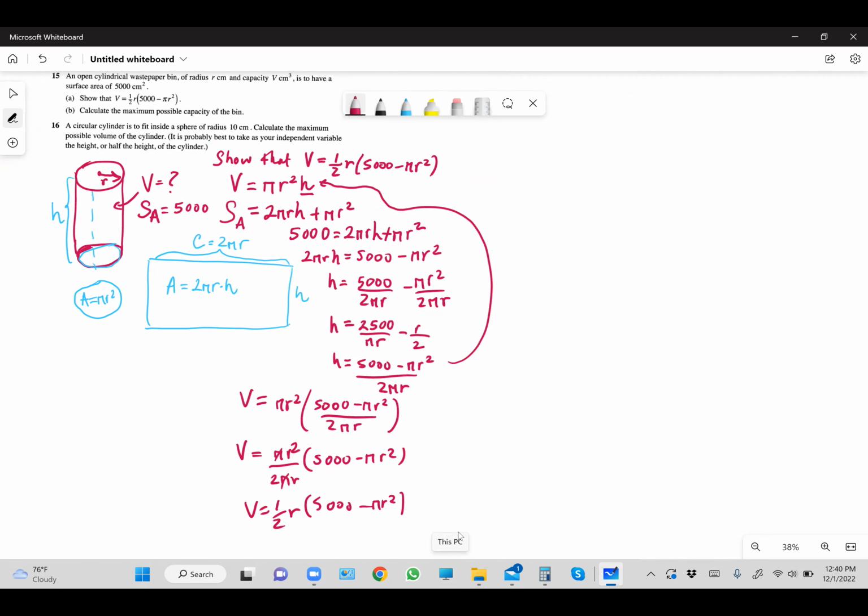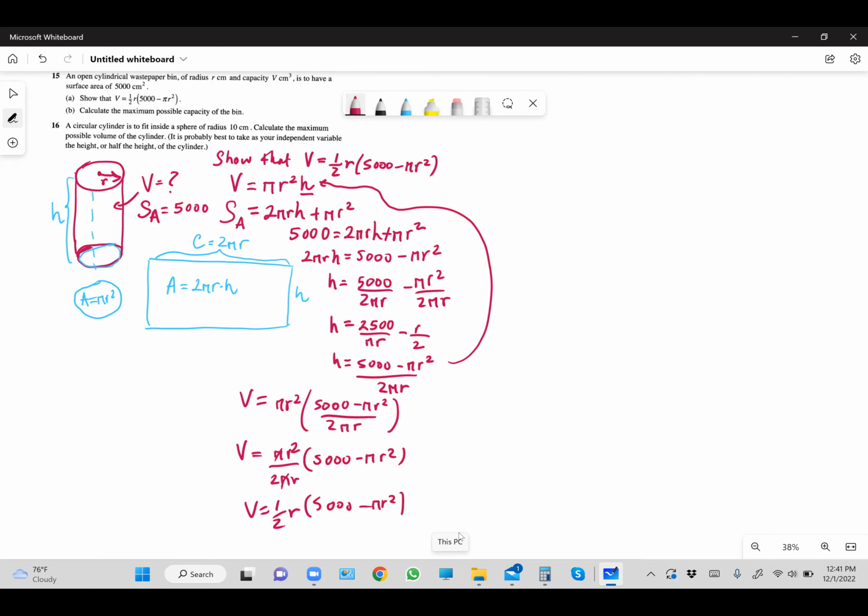But now I can go ahead and solve the second part. It says calculate the maximum possible capacity of the bin. So what do you have to do now? You have to take the derivative of V with respect to R. It's going to be a maximum, hopefully. And then that R will give you that value, so you can substitute it into the equation to get the maximum volume, with a limiting factor of a surface area of no more than 5,000.